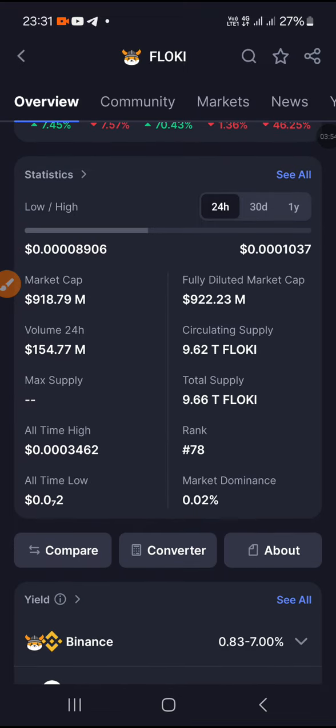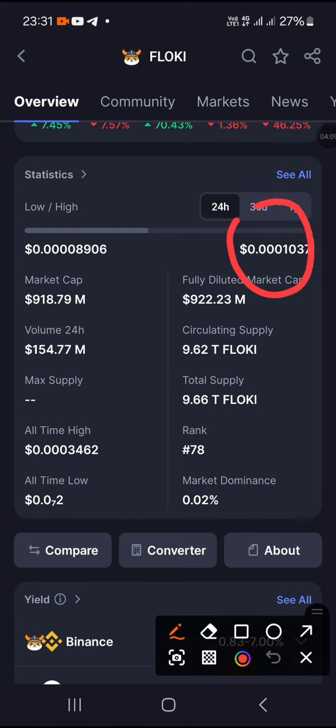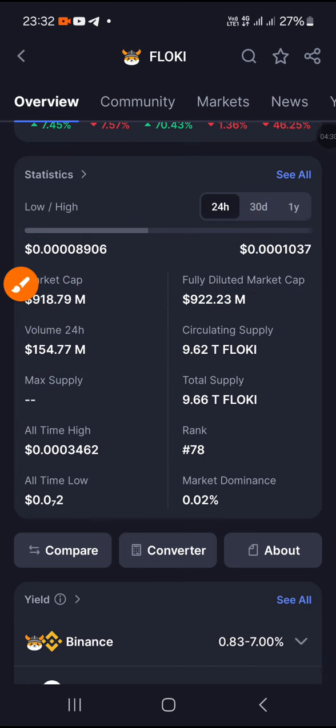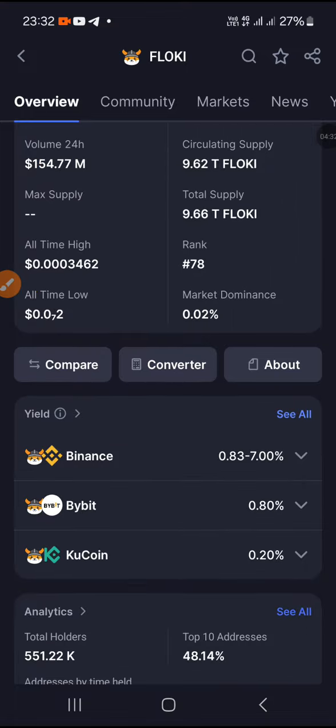You can see the full statistics here. It shows the low and the high, and this has to do with the past 24 hours. You can see this here has been the high. You can see here the total market cap is over $900 million. The circulating supply is here, 9.62. You can see the volume here. The all-time high is here. So look at this very coin carefully and dive in ready for profit.